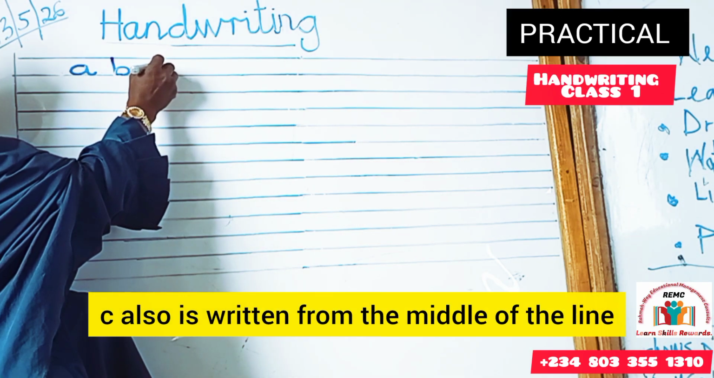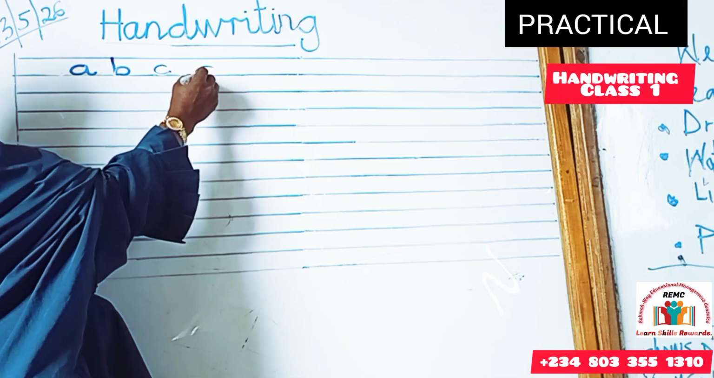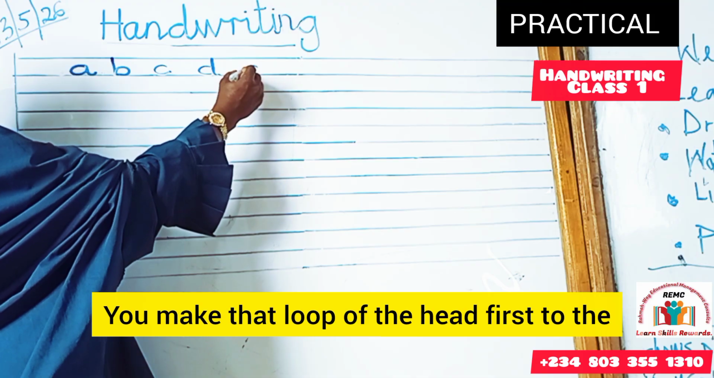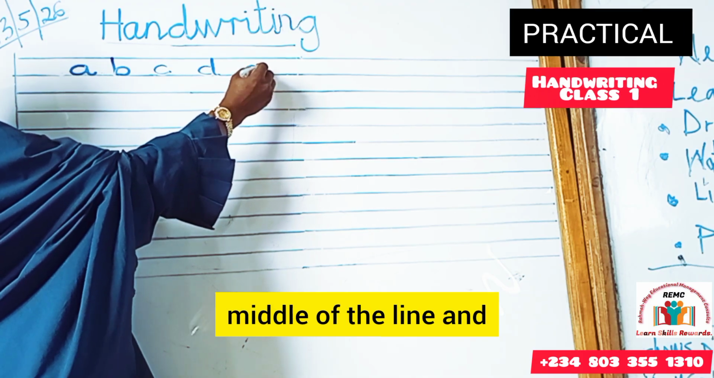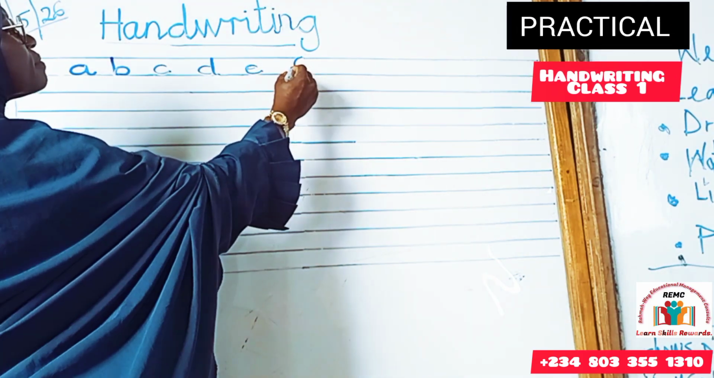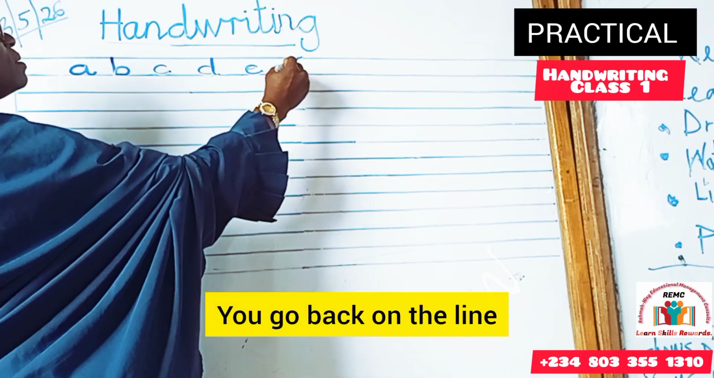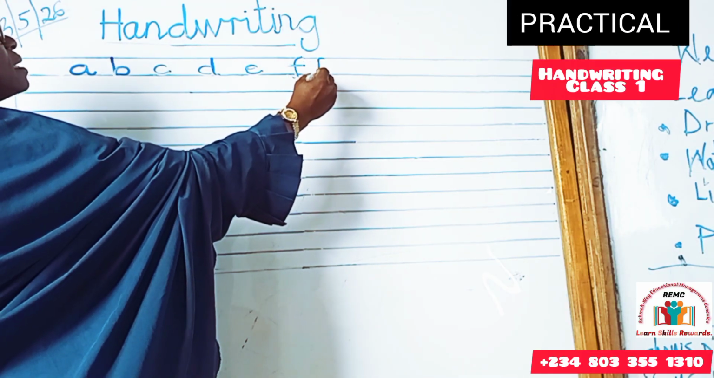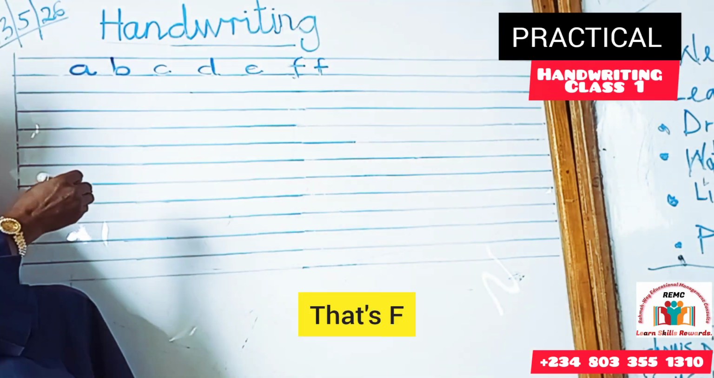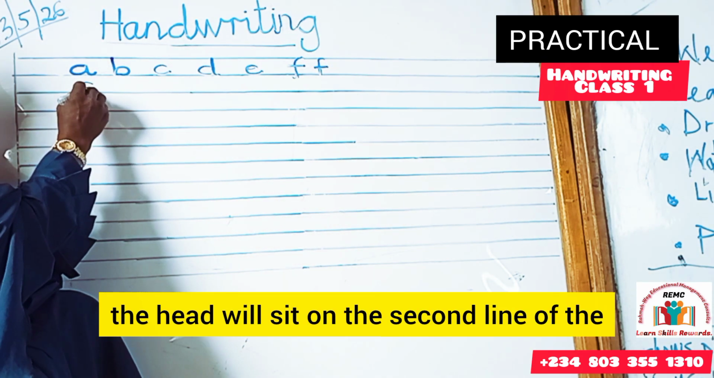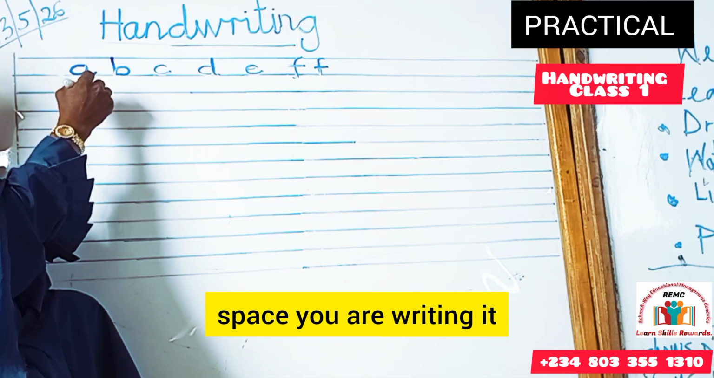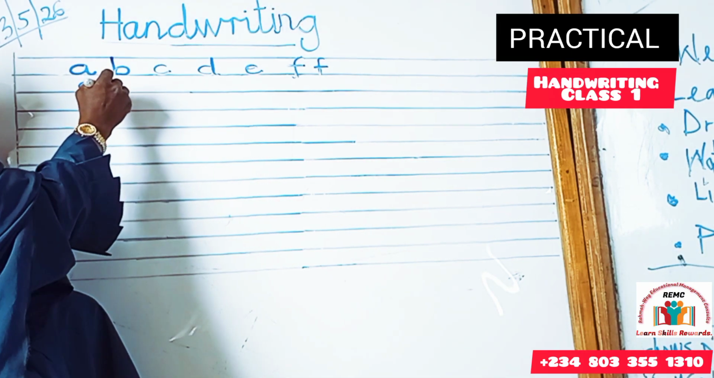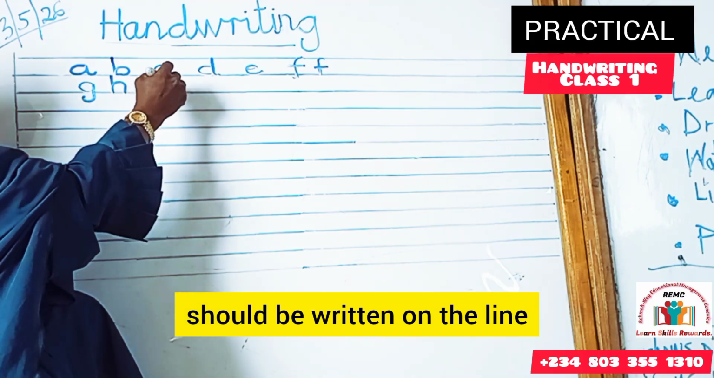C also is written from the middle of the line. D like this. E like this. You make that loop of the head first to the middle of the line, and then F can be like this. You go back on the line and make that one, or you stay between the two lines and go back on it and make your cross. That's F. G, the head you sit on the second line of the space you're writing it. Then you bring the L down to the middle of the line under it. You do it. Then this is the H. This is the way H should be written on the line.